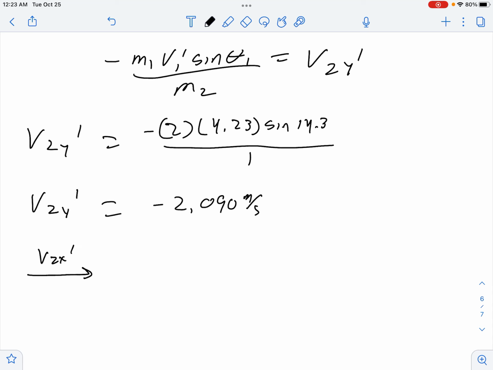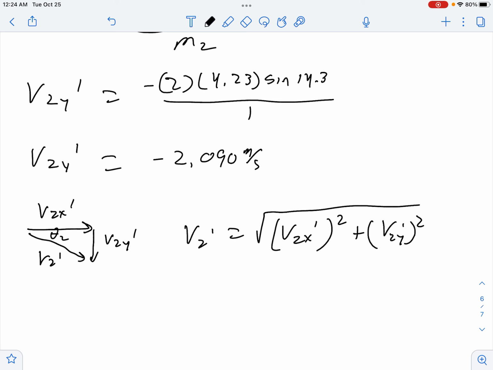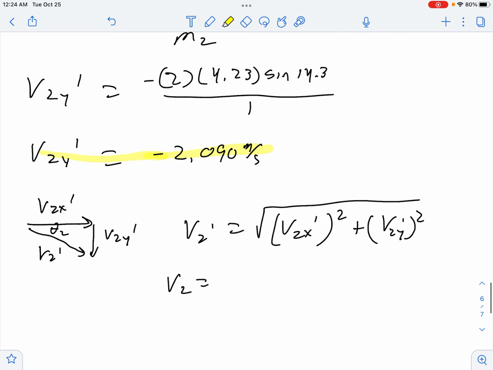So V2x prime goes sideways. V2y prime goes downwards. So this v2 prime goes like that. We're going to solve for the v2 prime, both the speed and the direction. To get the speed part, v2 prime, I'm going to use the Pythagorean theorem. I'm going to take the x velocity after and square it, add it to the y velocity squared after, and take the square root. I'm really just transposing my numbers from above.